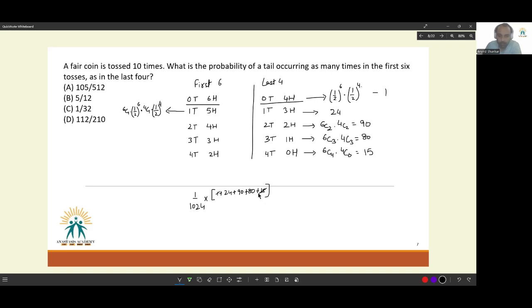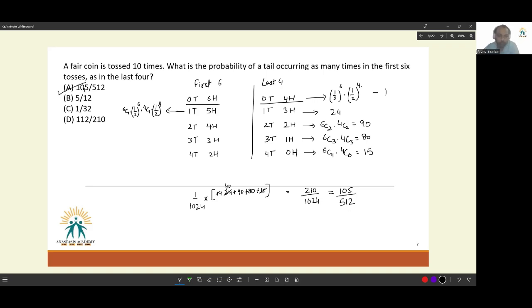Now 1 and 15 will add up to give me 16. 16 plus 24 will add up to give me 40. So I have 40 plus 80, 120, 120 plus 90 is 210. So we get 210 by 1024. I can cancel off the 2, get to 105 by 512. And that should be the answer to this question.